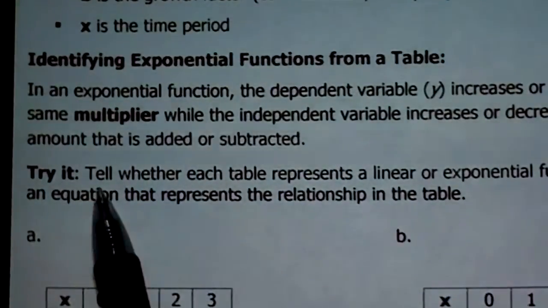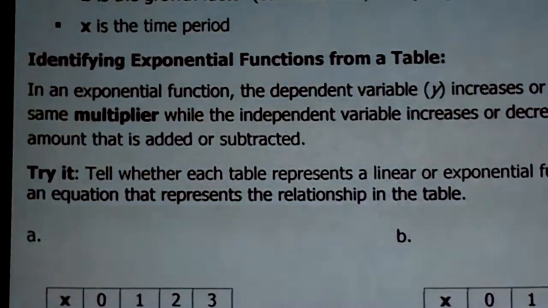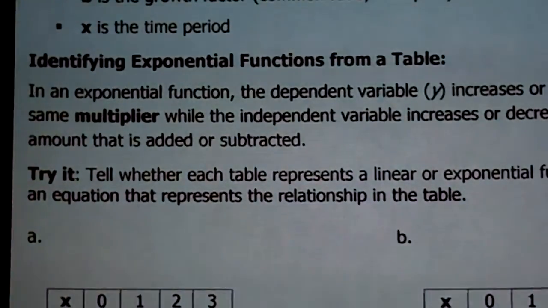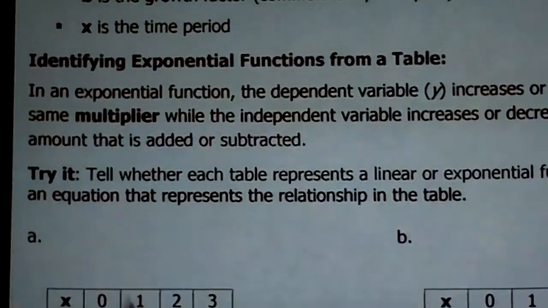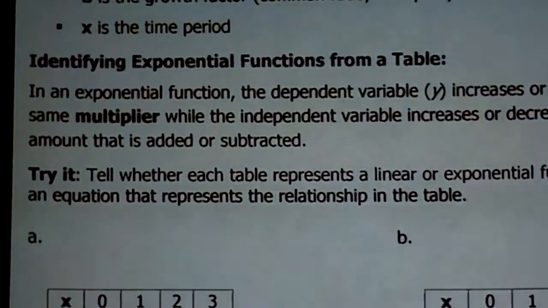So what I ask you to do here is to tell whether each table represents a linear or exponential function. So you have to determine which one it is. Then I want us to be able to write an equation that represents each table, because yes, I do want you to be able to generate an equation from a table, and you'll see that with exponential, it's pretty easy peasy. So let's go. All right, let's take a look and figure out if there's a constant rate of change or if there's a common ratio going on.